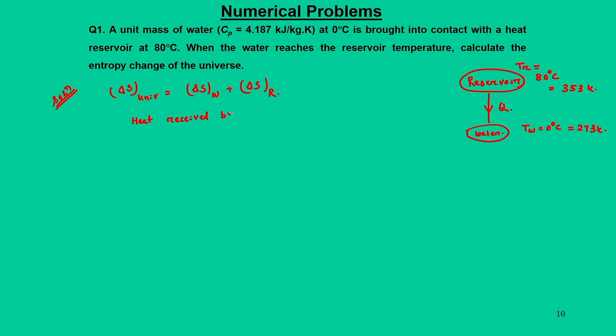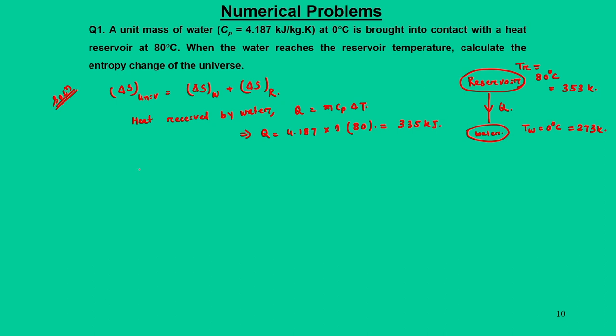For water, we can calculate this Q as m Cp delta T. In these things, you know the delta T, that is 353 minus 273. This means Q becomes 4.187, which is the Cp value. M is unit mass. Delta T is 80. This number is 335 kilojoule.